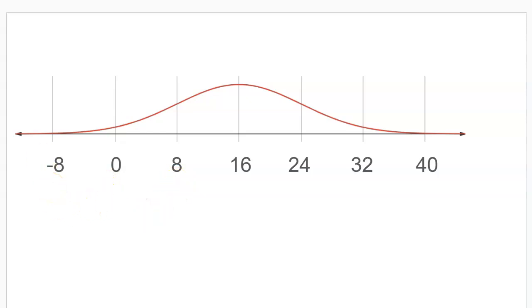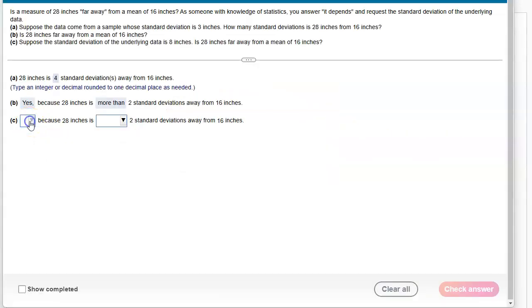And where is 28? Let's see. 28 would be right about here. I'm a little bit off, but somewhere in this area. How many standard deviations away from 16 is that? Well, we could get an exact value, but it's very clear to see it's within 2 standard deviations. Here's 1 standard deviation, 2 standard deviations. So again, back to our question. Here we're going to say that no, 28 is not that far away because it is less than 2 standard deviations away from the mean.